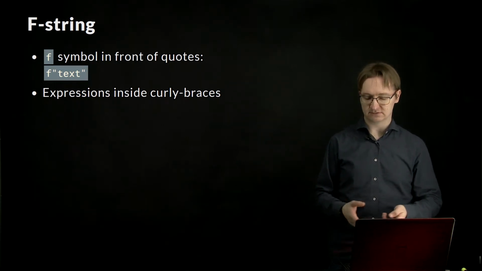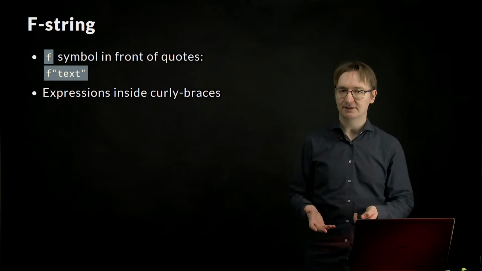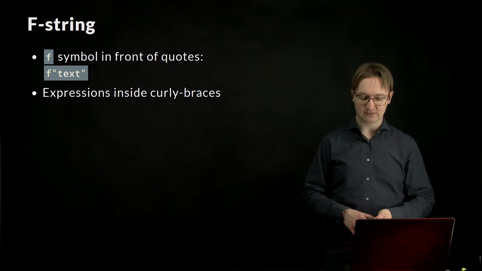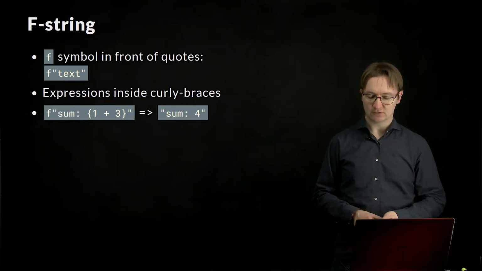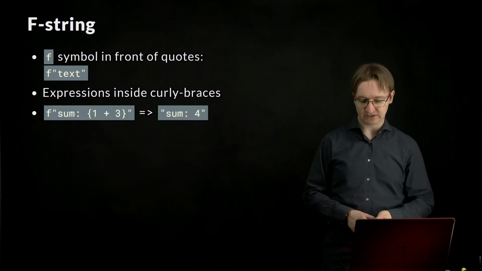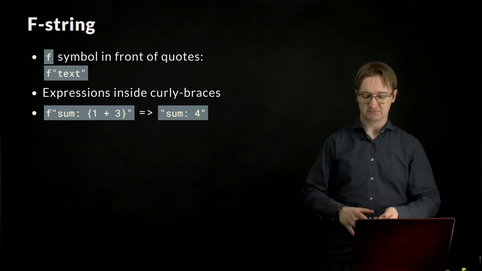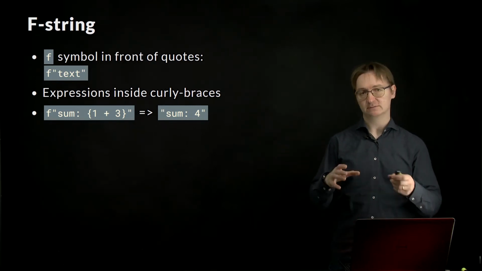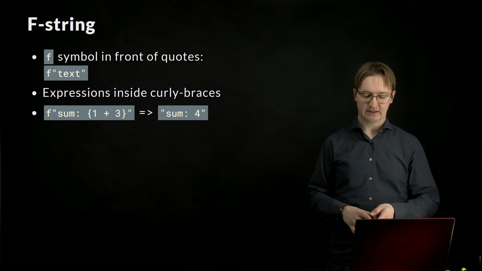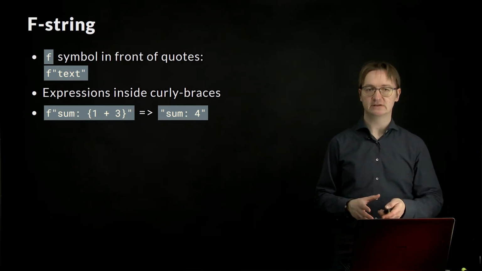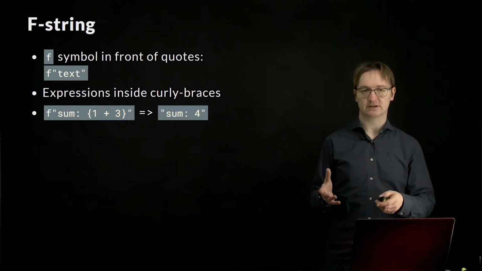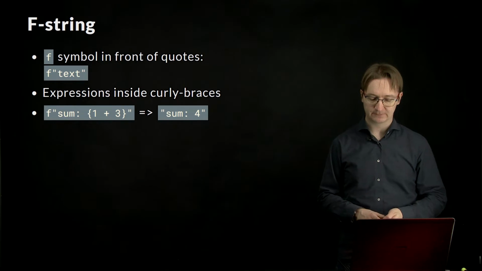It is a regular string, but we can add expressions inside the string, and for that we can use curly braces. For example, if we have a string which adds two values, we can put those inside the curly braces, and as you can see, the result is calculated. So instead of these curly braces and 1 plus 3, we just get 4.